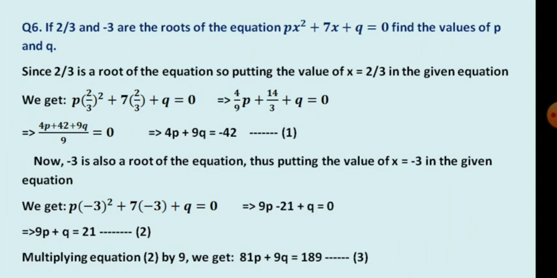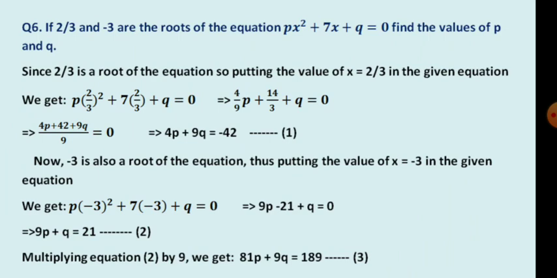Next, question number 6. If 2 by 3 and minus 3 are the roots of the equation px square plus 7x plus q equals to 0, find the value of p and q. Here we have to find two variables from the given equation, and two roots are given. So what we'll do is, we will put the value of x to be 2 by 3 once, and again we'll put the value of x to be minus 3 and find the two equations and solve them.